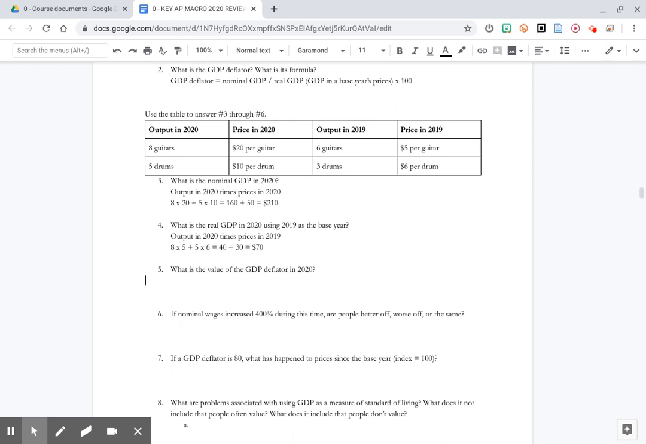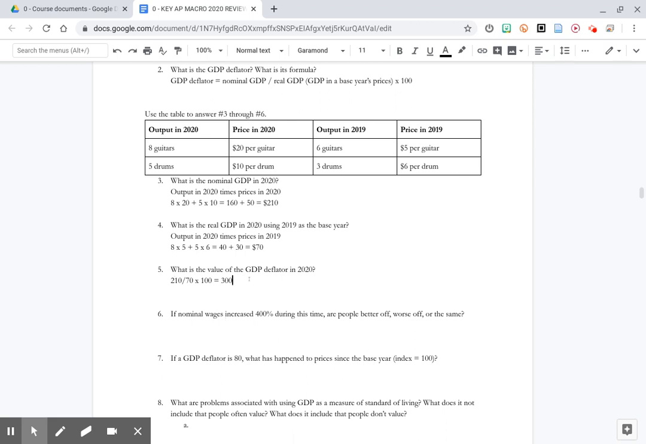So we can see that real GDP is much lower than nominal GDP because prices went up a lot. And if we look at the table, we can see the price of guitars quadrupled and the price of drums nearly doubled. So what's the value of the GDP deflator in 2020? Well, we have the nominal is 210 divided by the real is 70 times 100, and so that's 300.